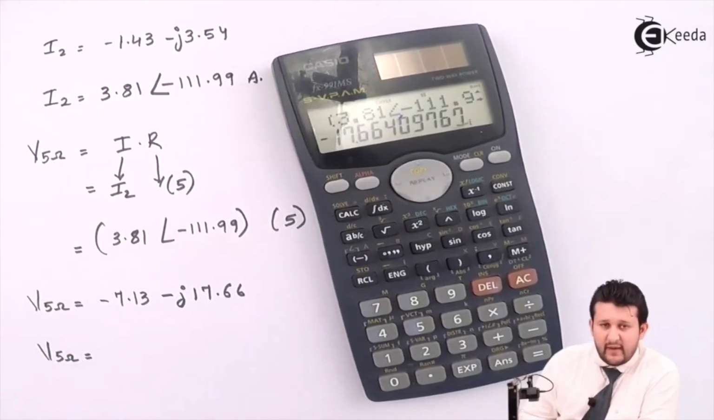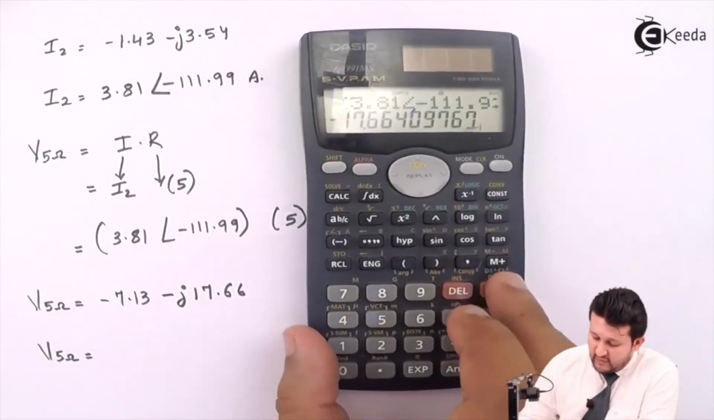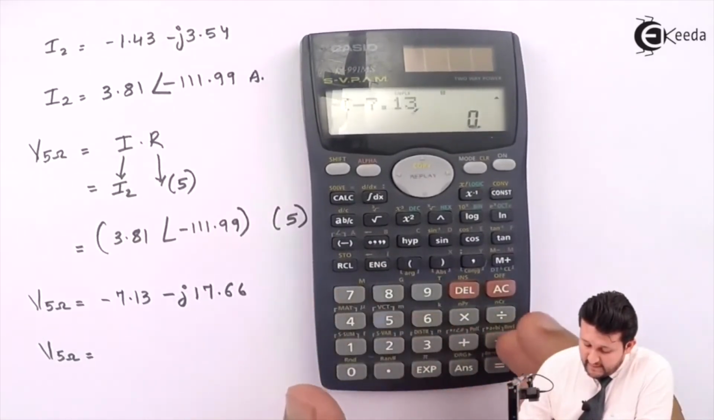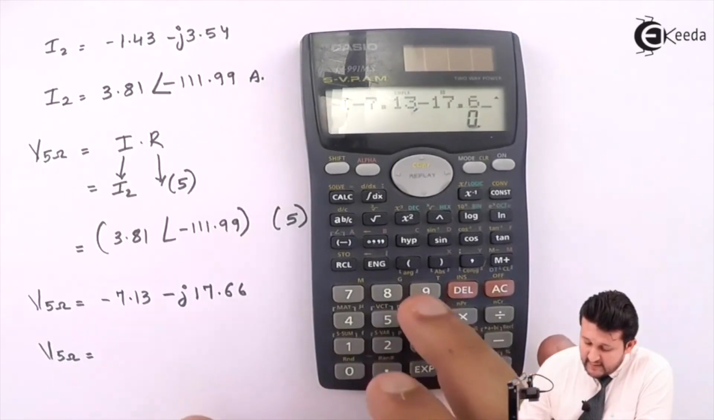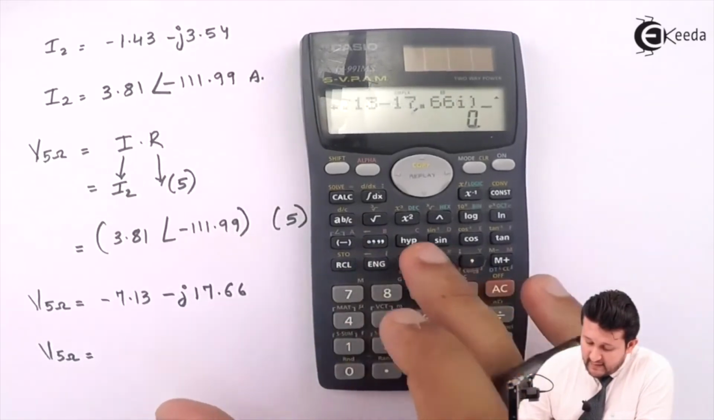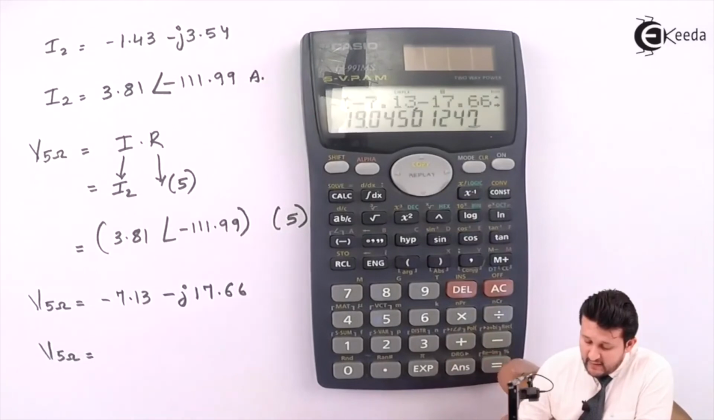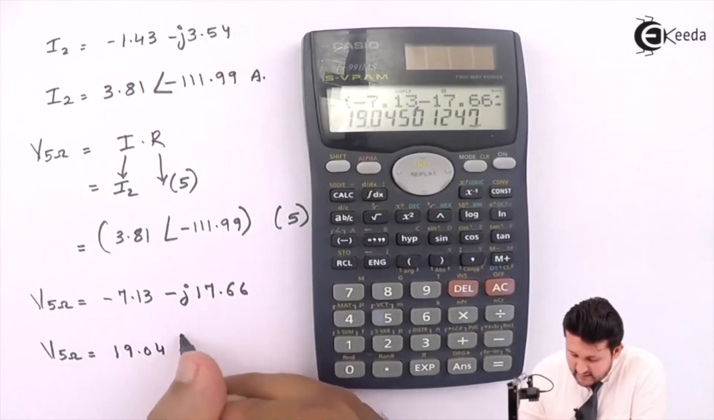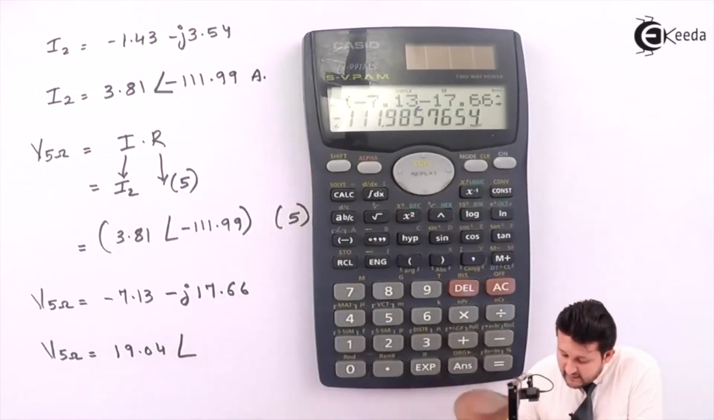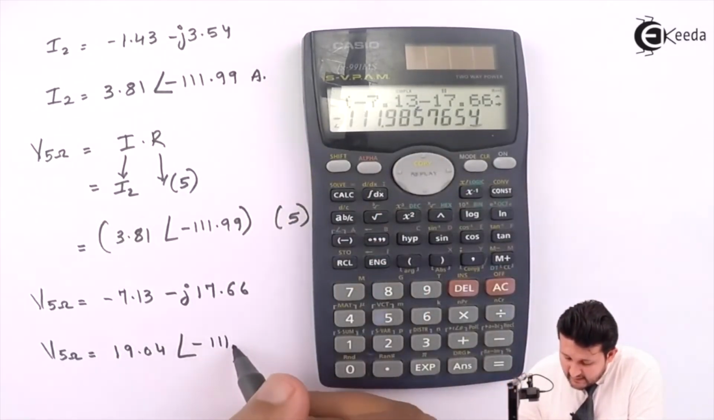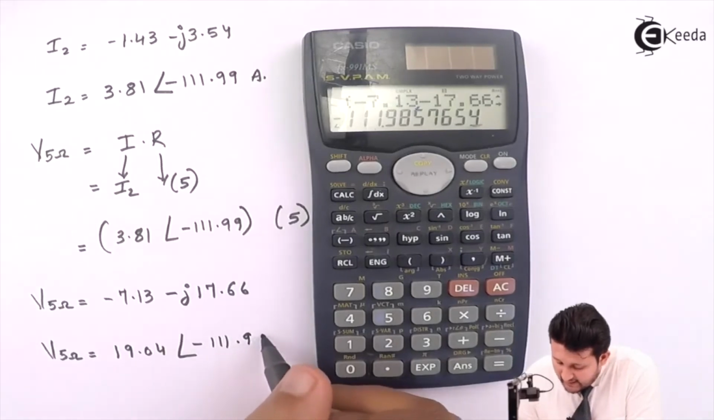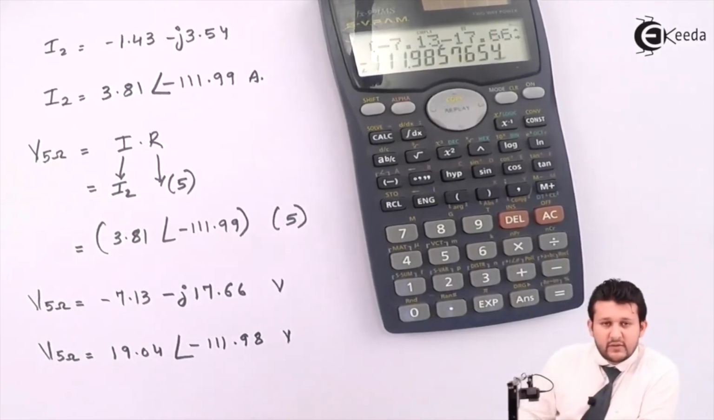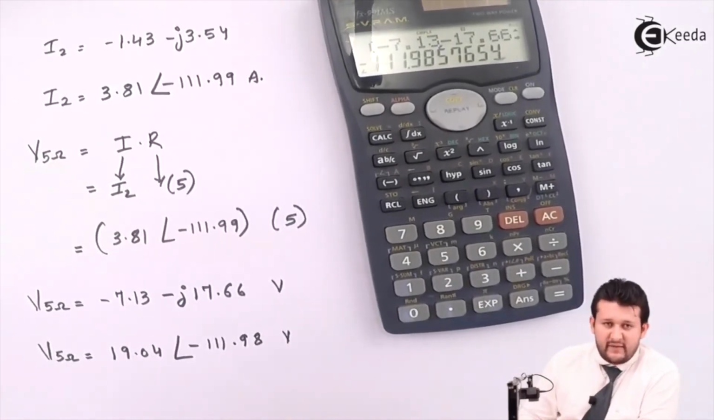So let's convert the above rectangular value into polar form. So the logic will be bracket minus 7.13 minus 17.66 I bracket close, shift and polar. You'll get the value for R. The value for R is 19.04. The angle will be minus 111.98. In both cases, the unit will be volts. So that's what the first question asked: find the value across 5 ohms.